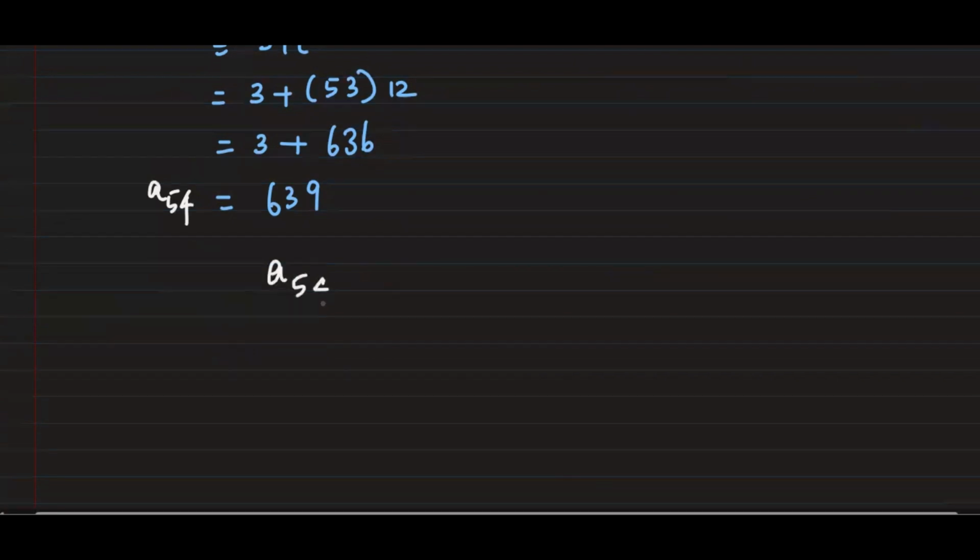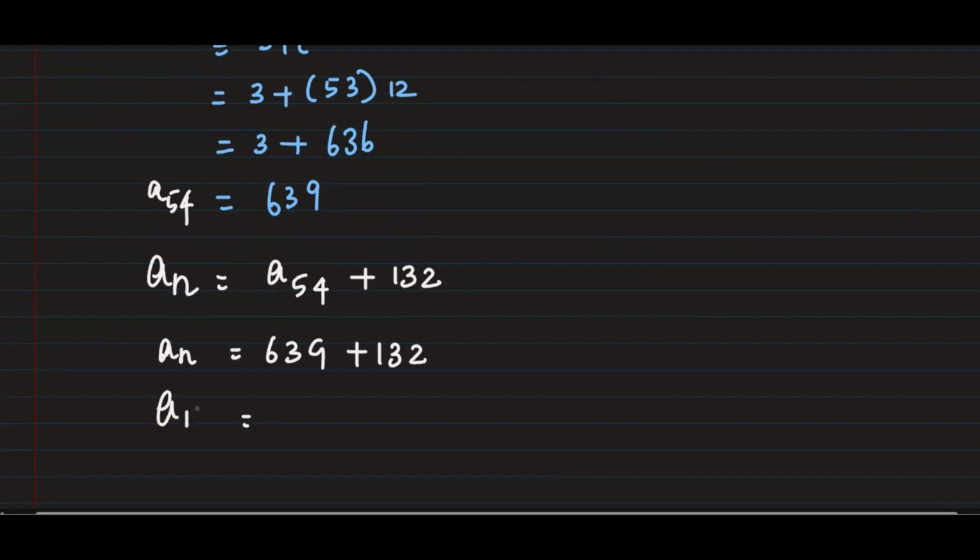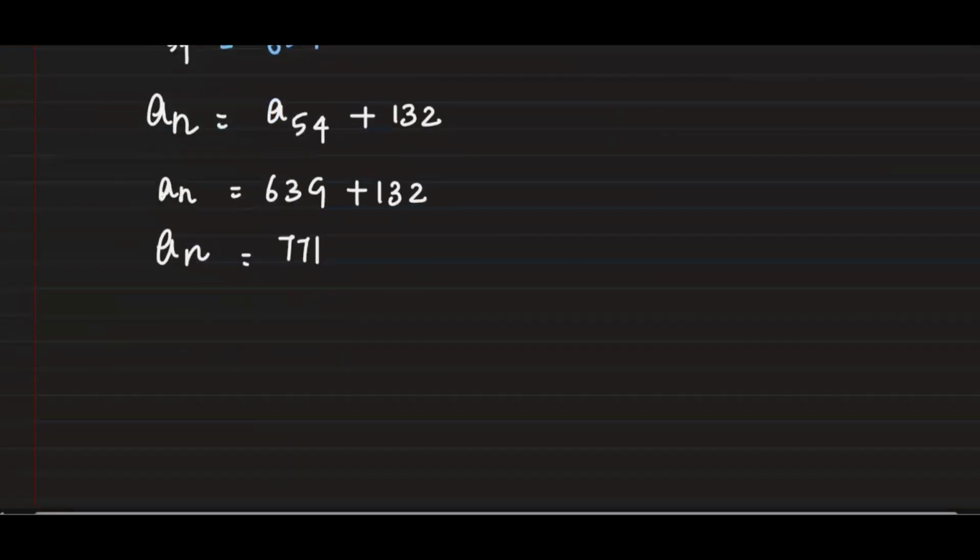So A54 plus 132. Here A54 is 639 plus 132. So AN is equal to, we have to find this particular term. AN is equal to 639 plus 132. 9 plus 2 is 11, carry 1, then 6 plus 3 is 9, 9 plus 1 is 10, 7, 771. Now AN is 771. So now we'll find what N is.